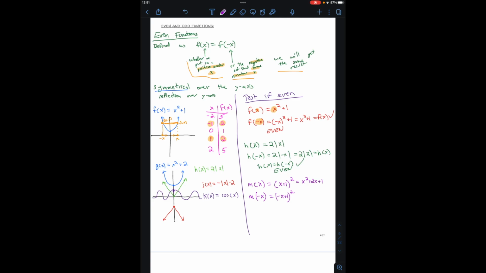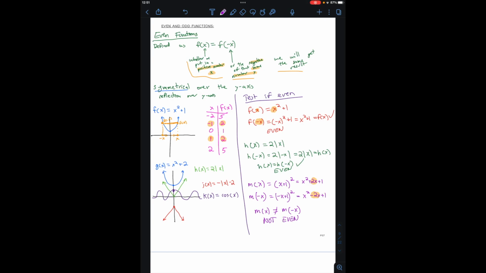And if you watched my last video, you'll see that square of a binomial comes up all the time. Super useful to know. This one would be x squared minus 2x plus 1. So though they're pretty similar, they are not the same. So we'd say m of x does not equal m of negative x because of our middle term. In one case, our middle term ends up being positive 2x. The other one, it ends up being negative 2x. So we would say it is not even.